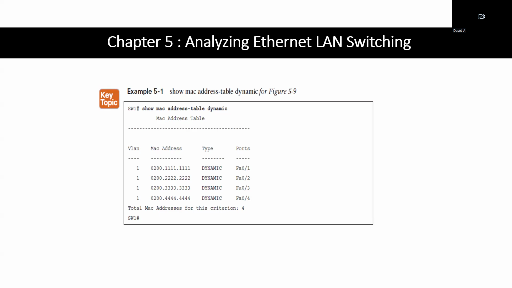As you can see, here's an example of the MAC address table and all the entries that it learned dynamically. The term dynamic means it learned those MAC addresses by the logic that we talked about earlier, by traffic passing by the source MAC address.